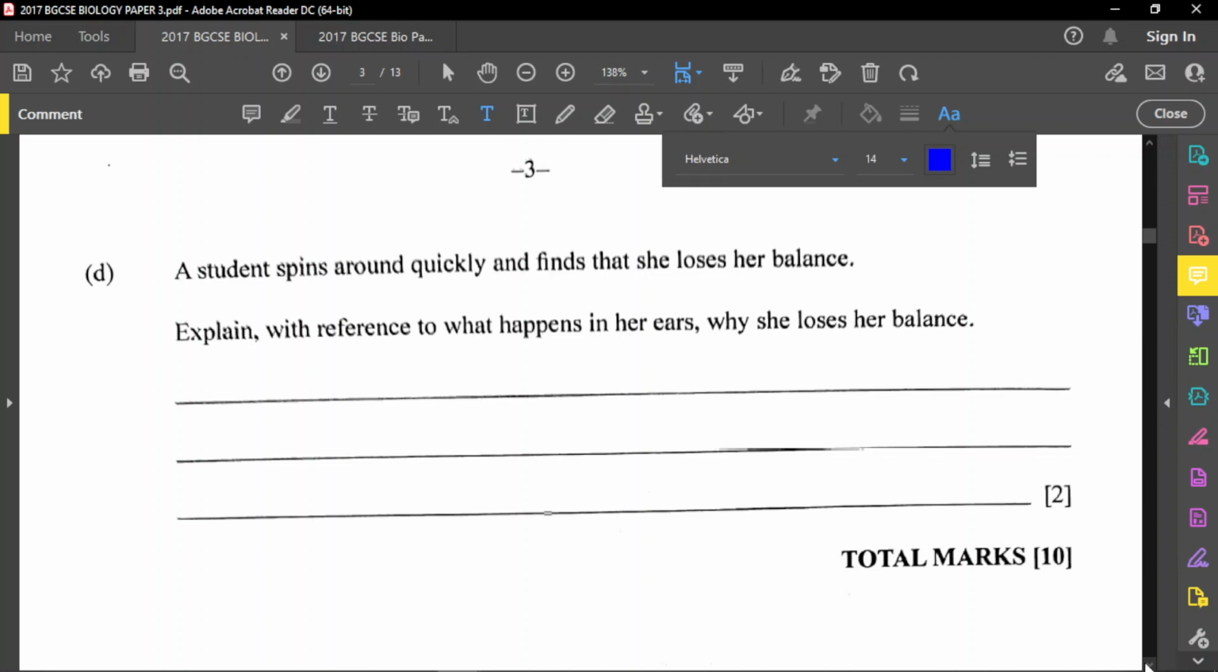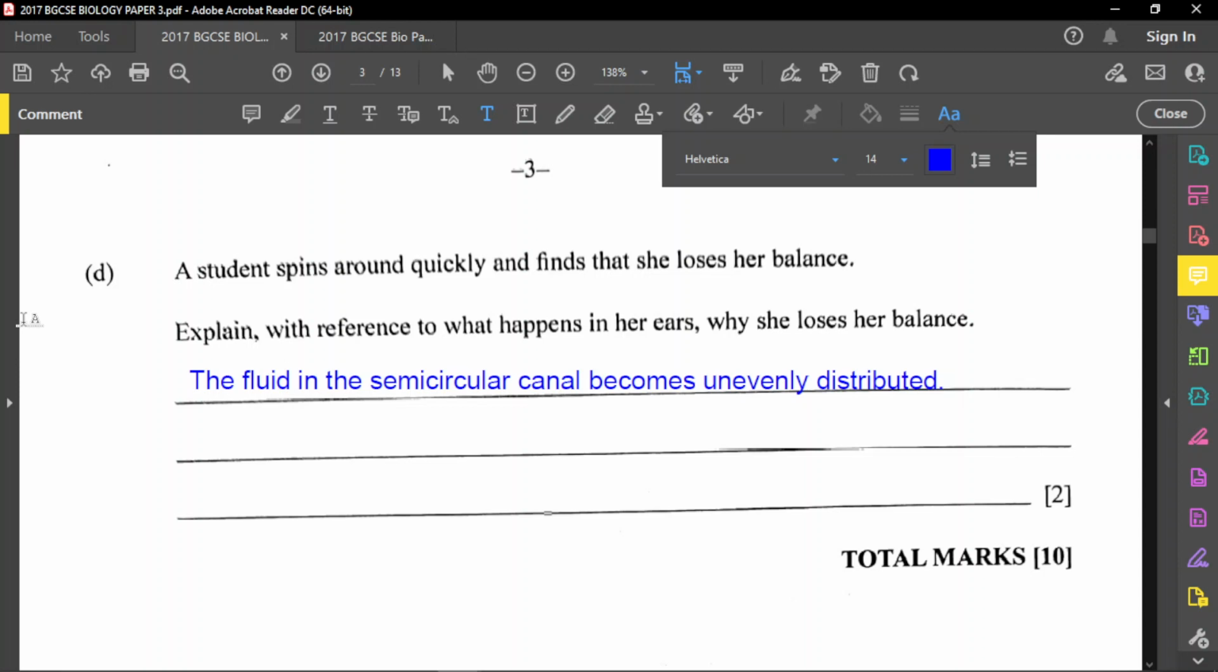So what happens when you lose balance is that the fluid itself is distributed unevenly. So I must write it down. The fluid in the semicircular canal becomes unevenly distributed. That's simply what happens. So the liquid or the fluid within the semicircular canal becomes unevenly distributed.